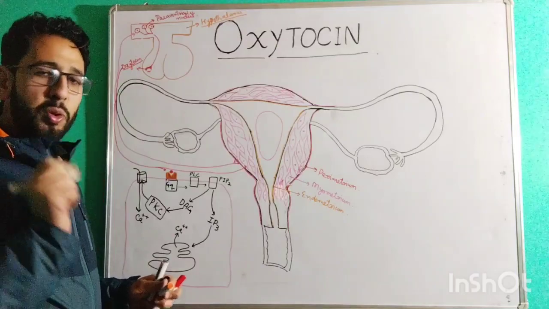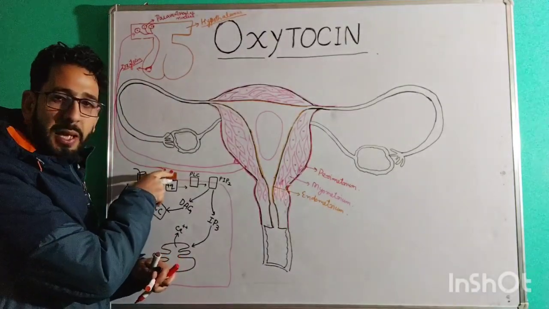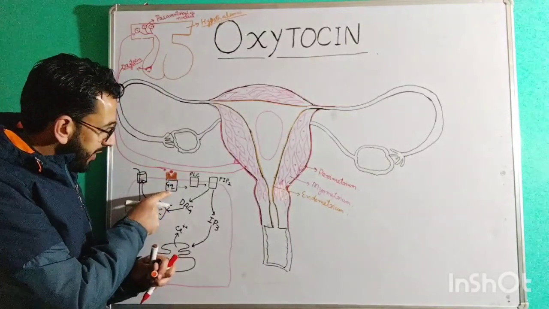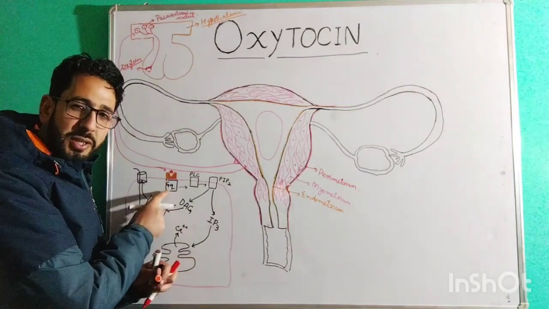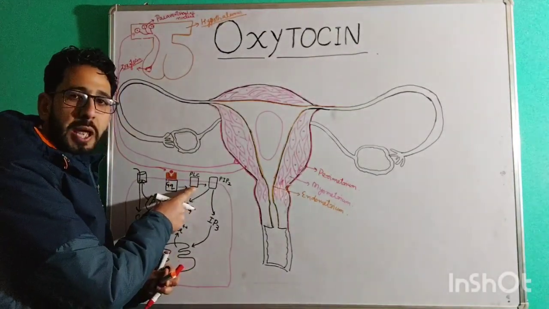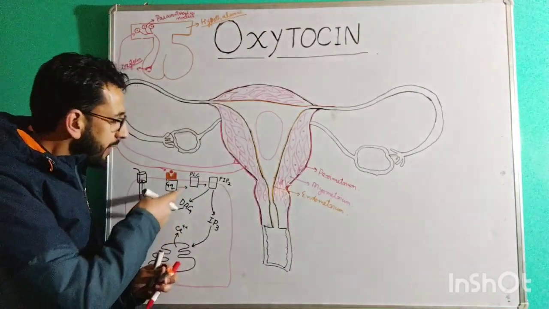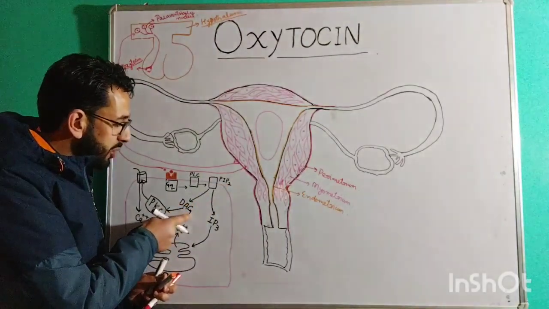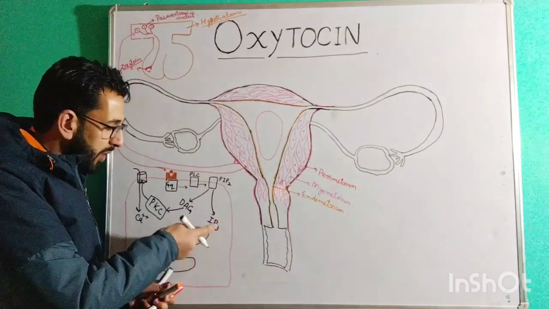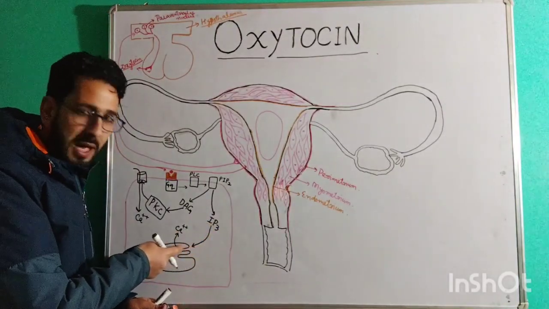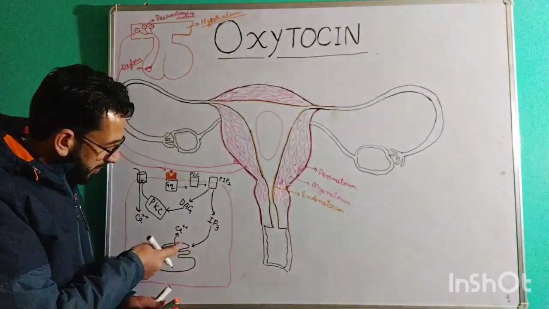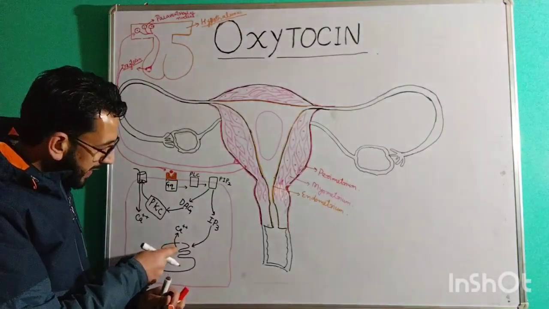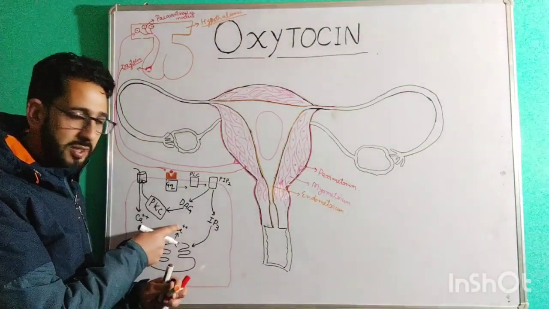Now, one more time, this oxytocin comes and binds on this receptor, and once it binds with this receptor, there is the activation of Gq protein. Then Gq protein activates phospholipase C. Then phospholipase C converts PIP2 into diacylglycerol and inositol triphosphate. Inositol triphosphate goes and acts on the sarcoplasmic reticulum, which is the storage site of calcium, and then this calcium is released out of the sarcoplasmic reticulum.